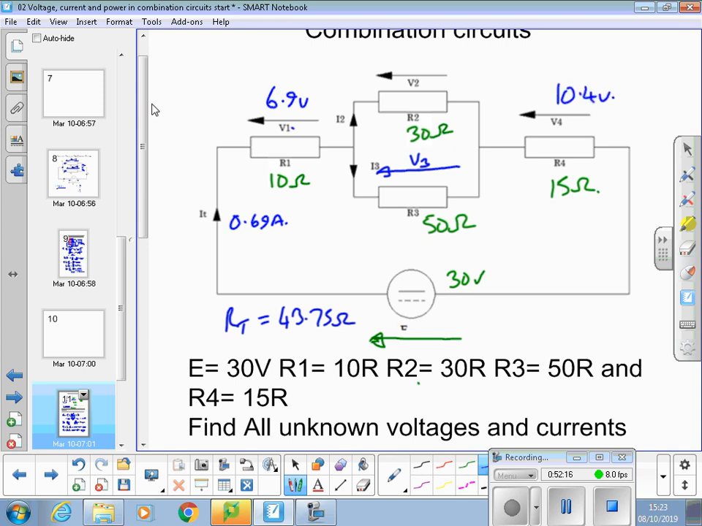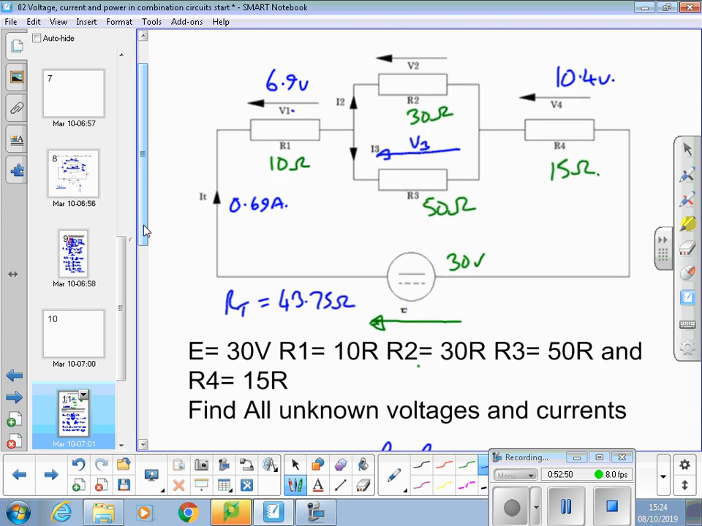So now what can we find? Exactly. What you're saying is, you can find V2 by taking these 2 voltages away from that, because we know them 3 add up to 30. So if we take those 2 away from 30, we'll find V2.